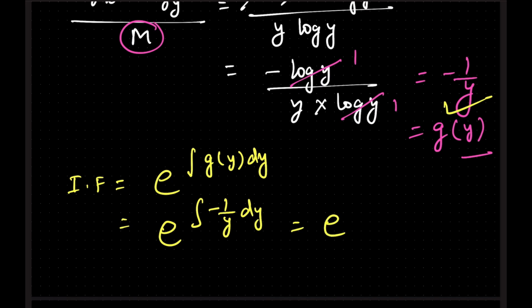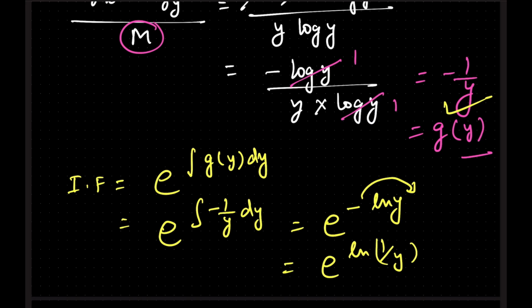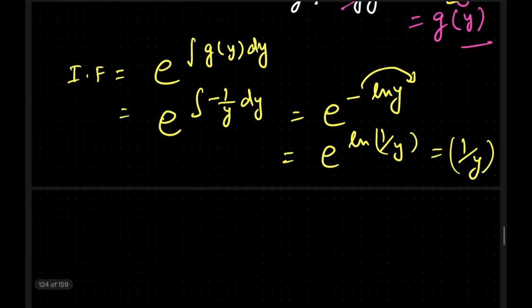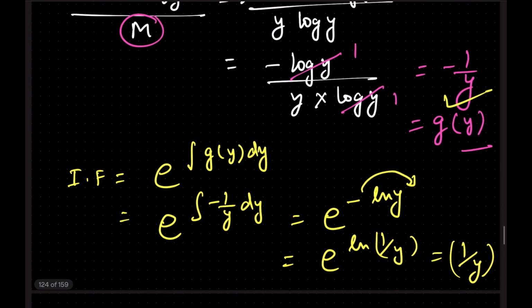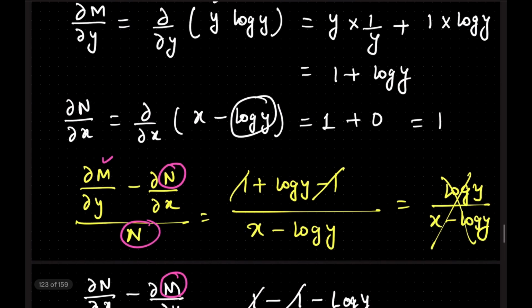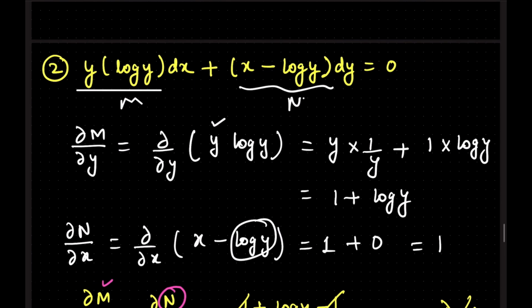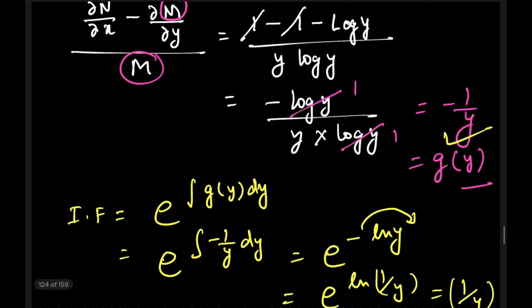Integrating with respect to dy, you will get e to the power of minus ln y. Now in the next step, we will take this minus 1 at the power of this y. So e to the power of ln 1 by y, and finally you will get 1 by y. So we are using simple log properties. Now you have to multiply 1 by y, this our integrating factor, to our parent non-exact differential equation, to convert it into exact differential equation.